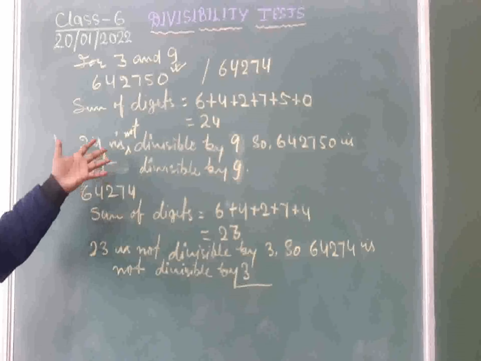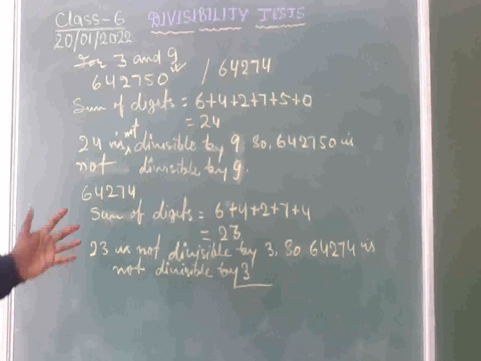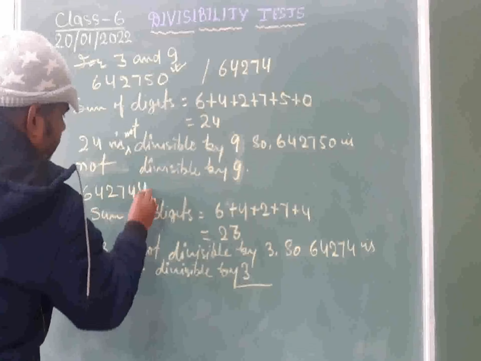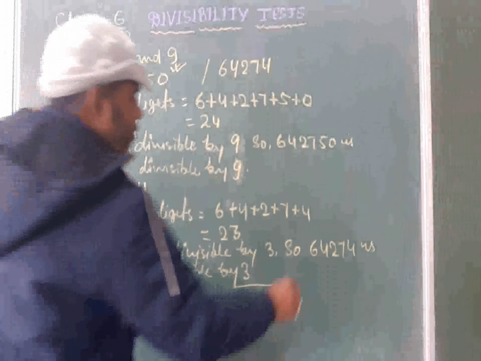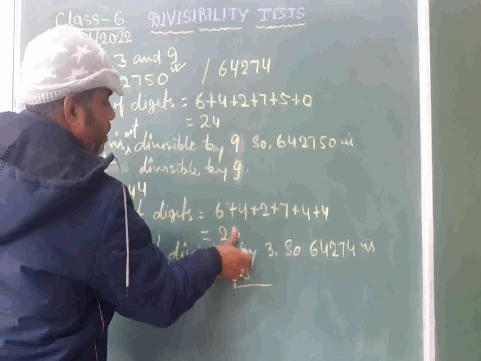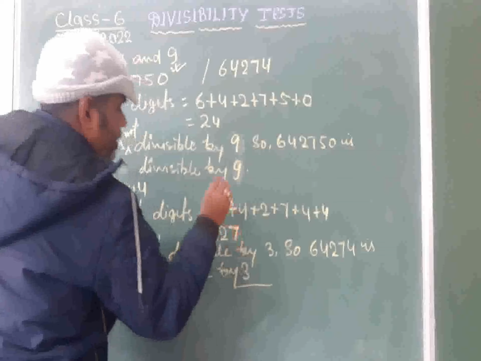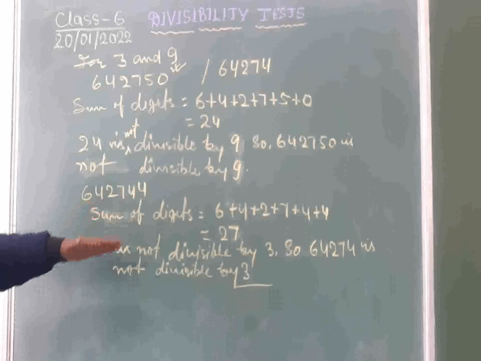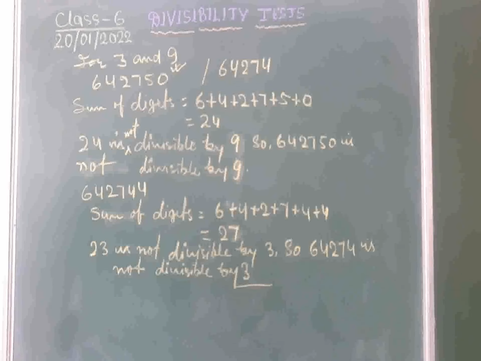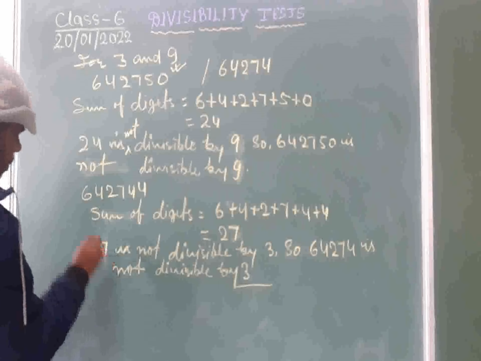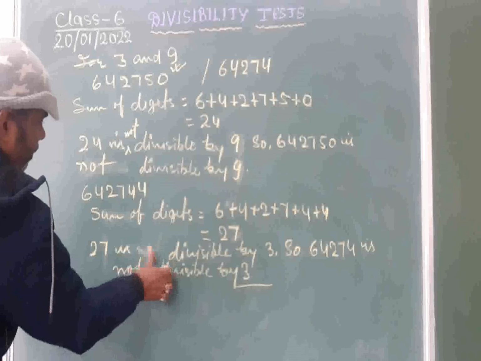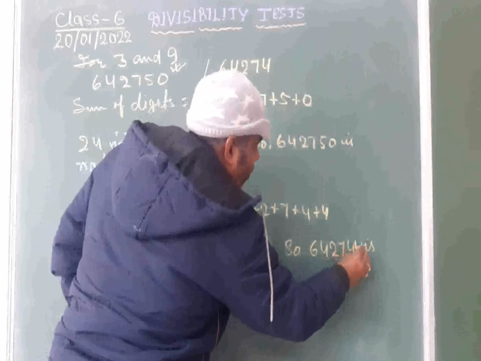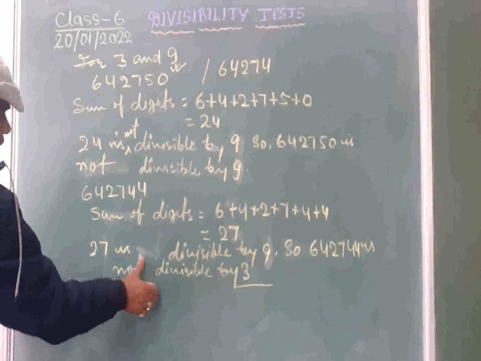For 3 it is divisible, but for 9 it is not divisible. Simply we have to change it. What digit do we have to add here? Against 4 we have to check. So plus 4: when we add it, what is 23 plus 4? 27. Now for 9, what sum comes for this number? 27. So now we change the statement: 27 is divisible by 9, so this number is divisible by 9.